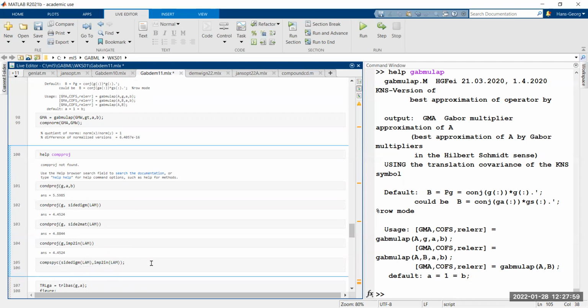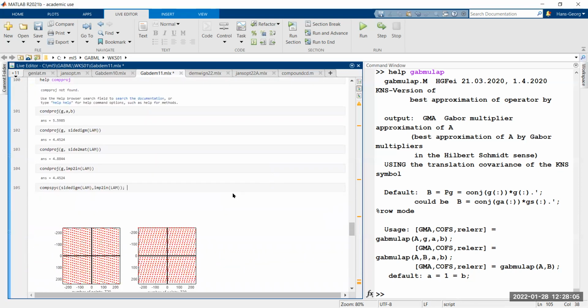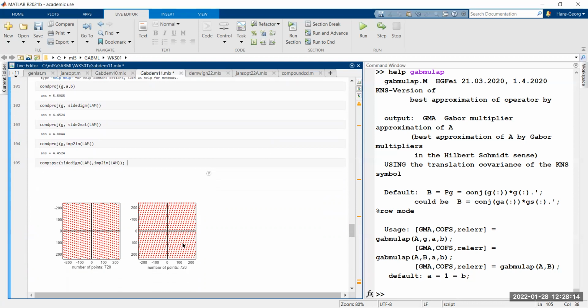And if I look at this now, the result will be some lattices. Hopefully, and you see they are a little bit sheared in one or the other direction. And you see that the condition number on the family of projection operators of these is a little bit better, and I'm quite sure that probably the two lattices that I get with cyclic mat and imp to in are the same, because these numbers look suspiciously similar.